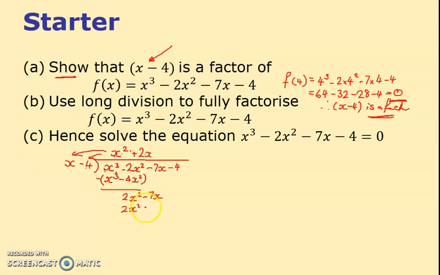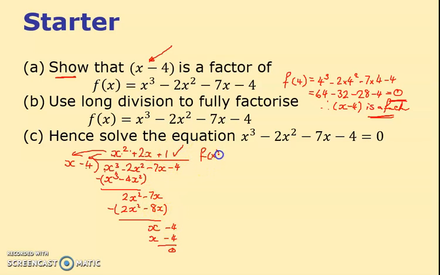2x times the minus 4 is minus 8x, and I put it in a bracket to remind me to take away. Minus 7, minus and minus is plus, so it gives me 1x left over, and x minus 4. And good, notice x minus 4. I reckon that's got to be a plus 1, and that will give me x minus 4 for both. So that's worked.